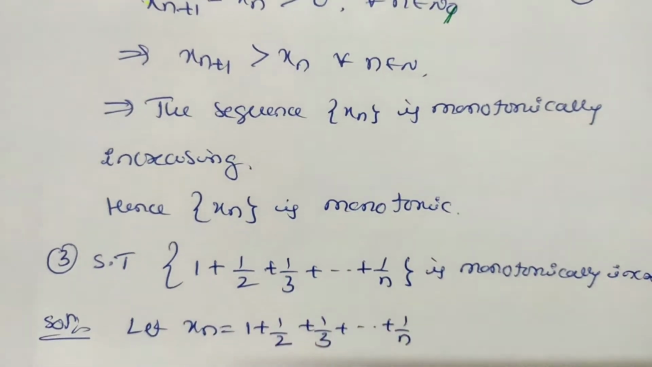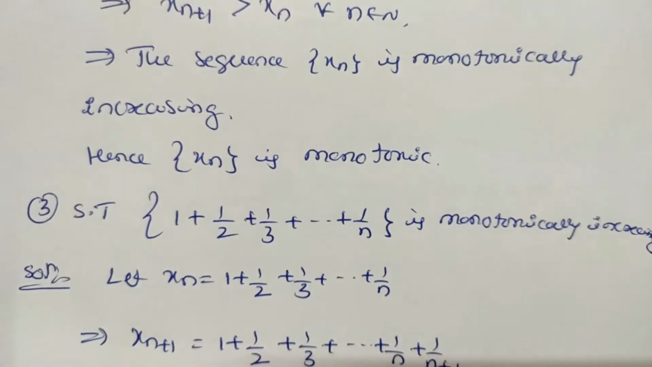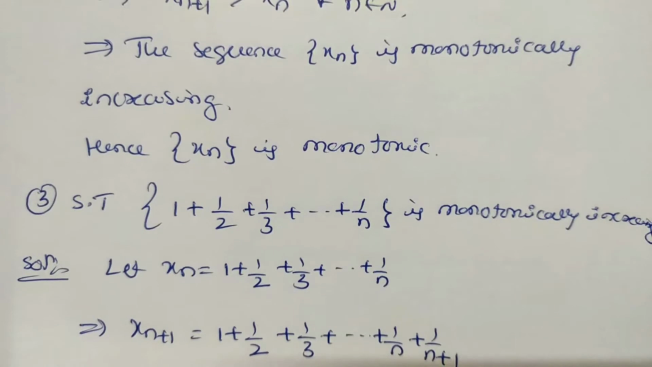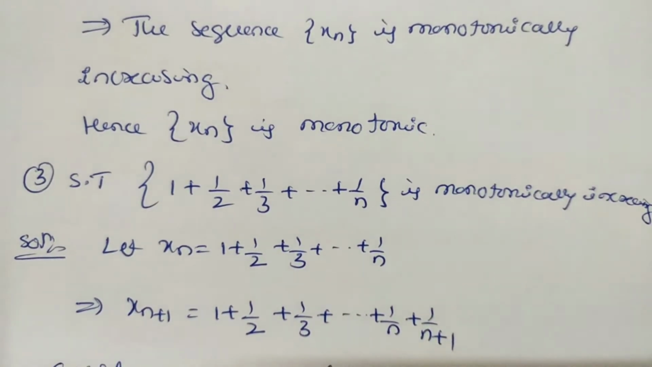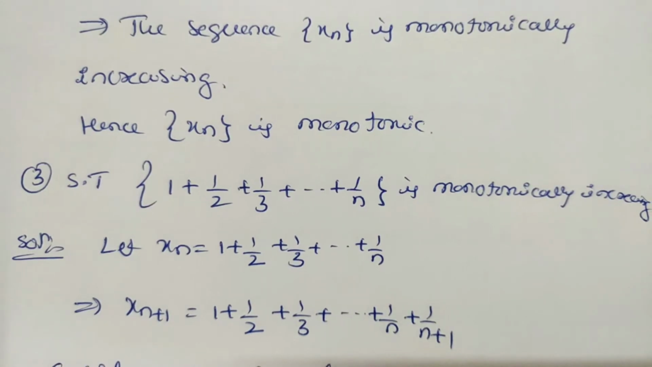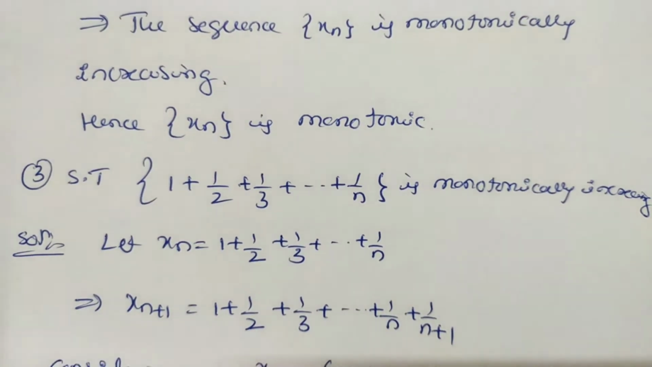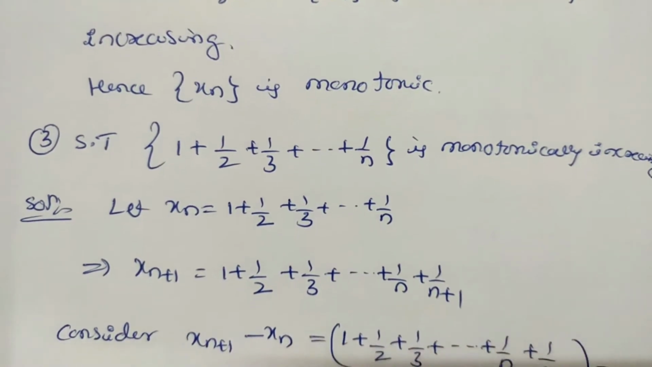Let us take one more example. Show that the sequence 1 plus 1 by 2 plus 1 by 3 etc. up to 1 by n is monotonically increasing. Again it is the same, there is nothing changed here. Take xn, and xn plus 1 means you just take one more term in this series. The last term up to 1 by n is the same, so plus 1 by n plus 1 is one extra term.